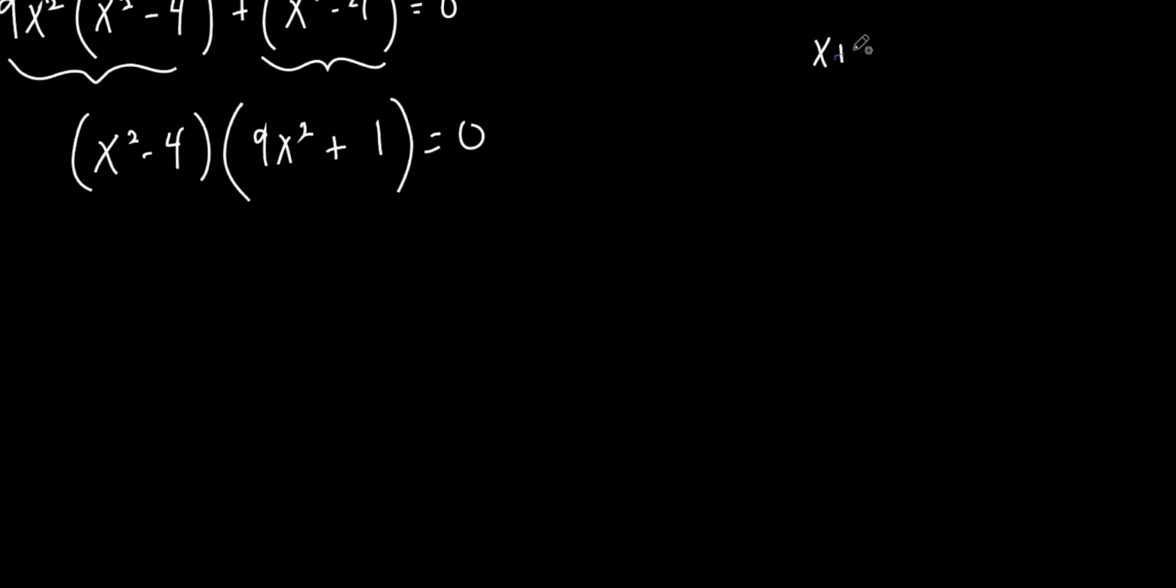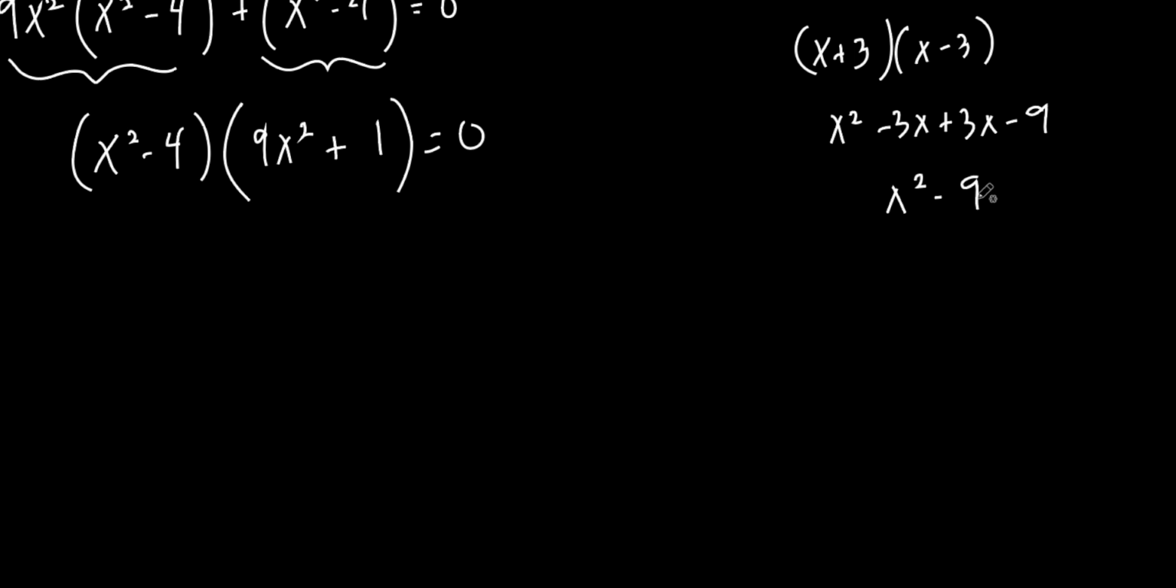What if I had x plus 3 times x minus 3? Look what we get. Watch. Let's FOIL. X times x, x squared. Outside, negative 3x. Inside, positive 3x. Last, negative 9. So what do I get? X squared minus 9. Agreed? I could do that again.